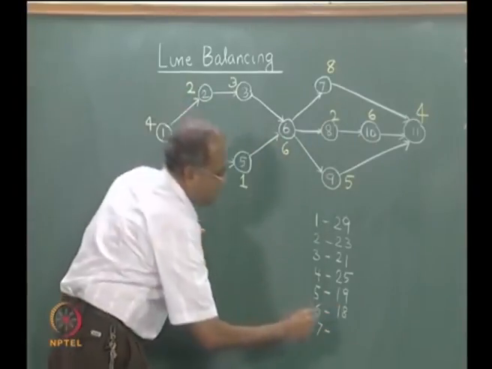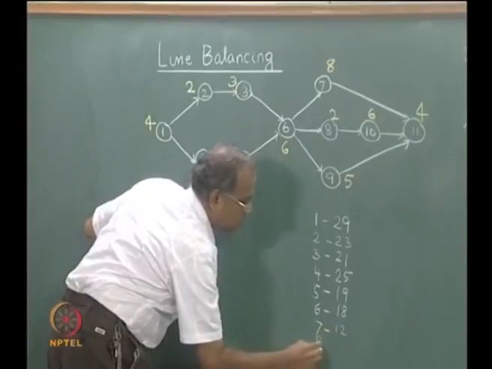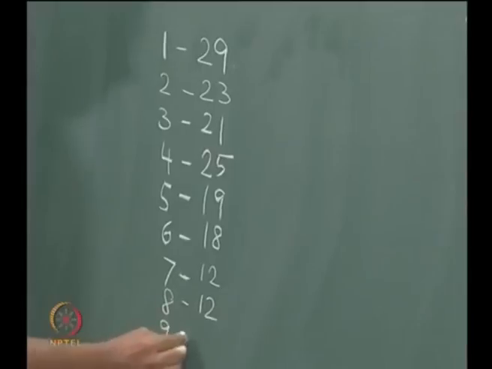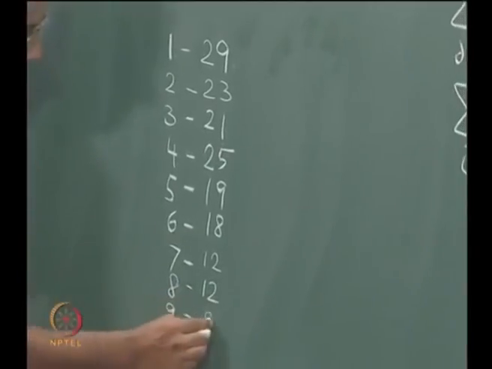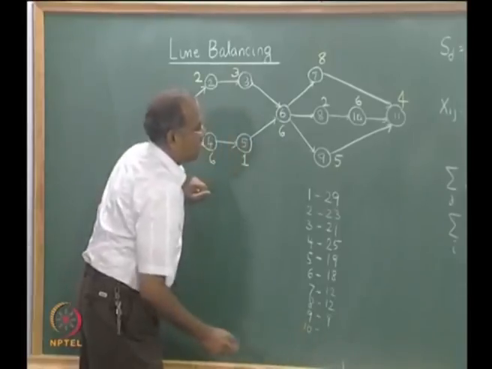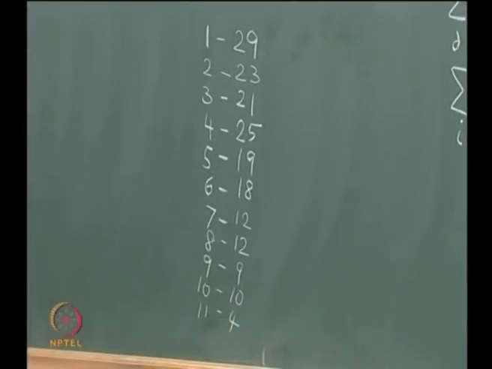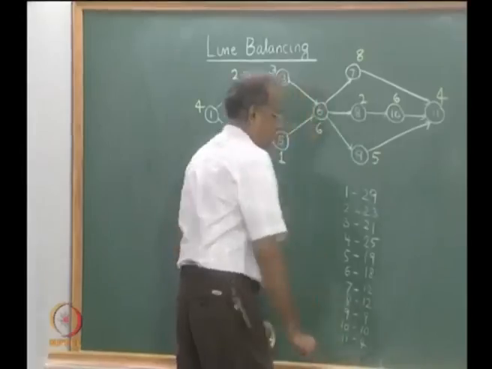For 7, it will be 12. For 8, it will be 12. For 9, it will be 9. For 10, it will be 10. And for 11, it will be 4. So, these are the longest paths for the 11 activities that we have.